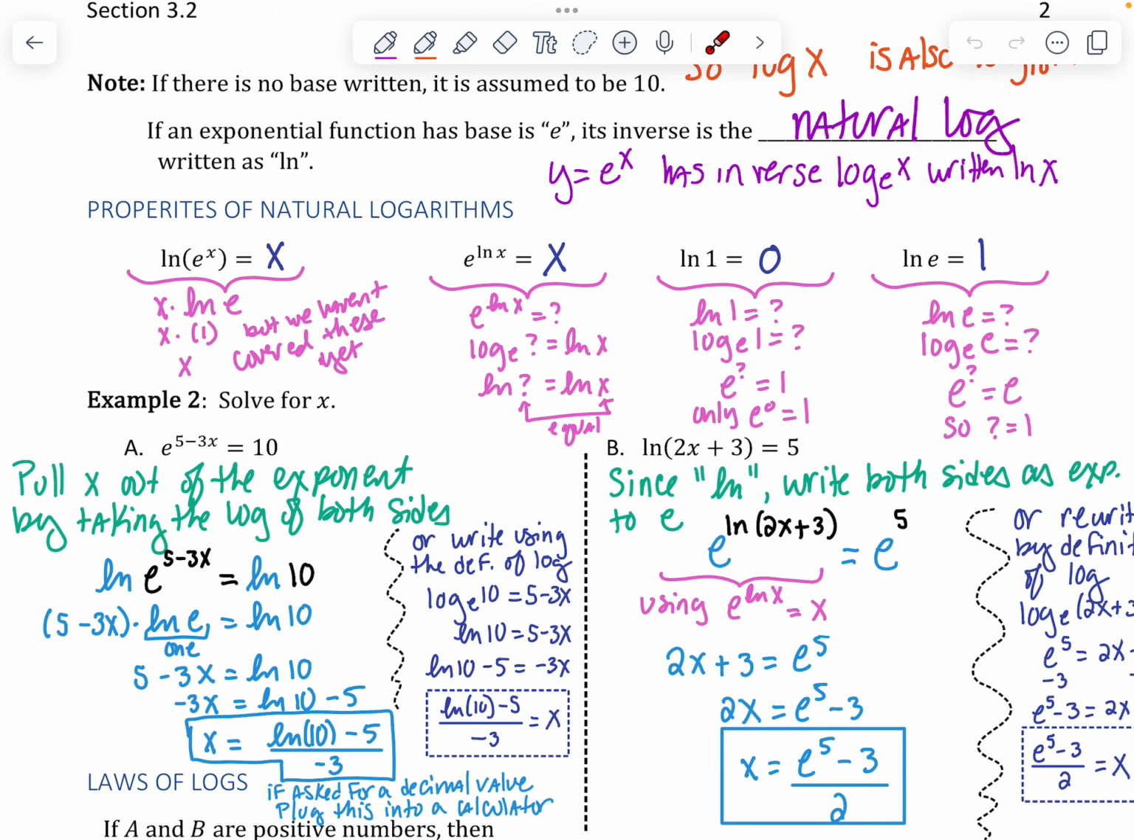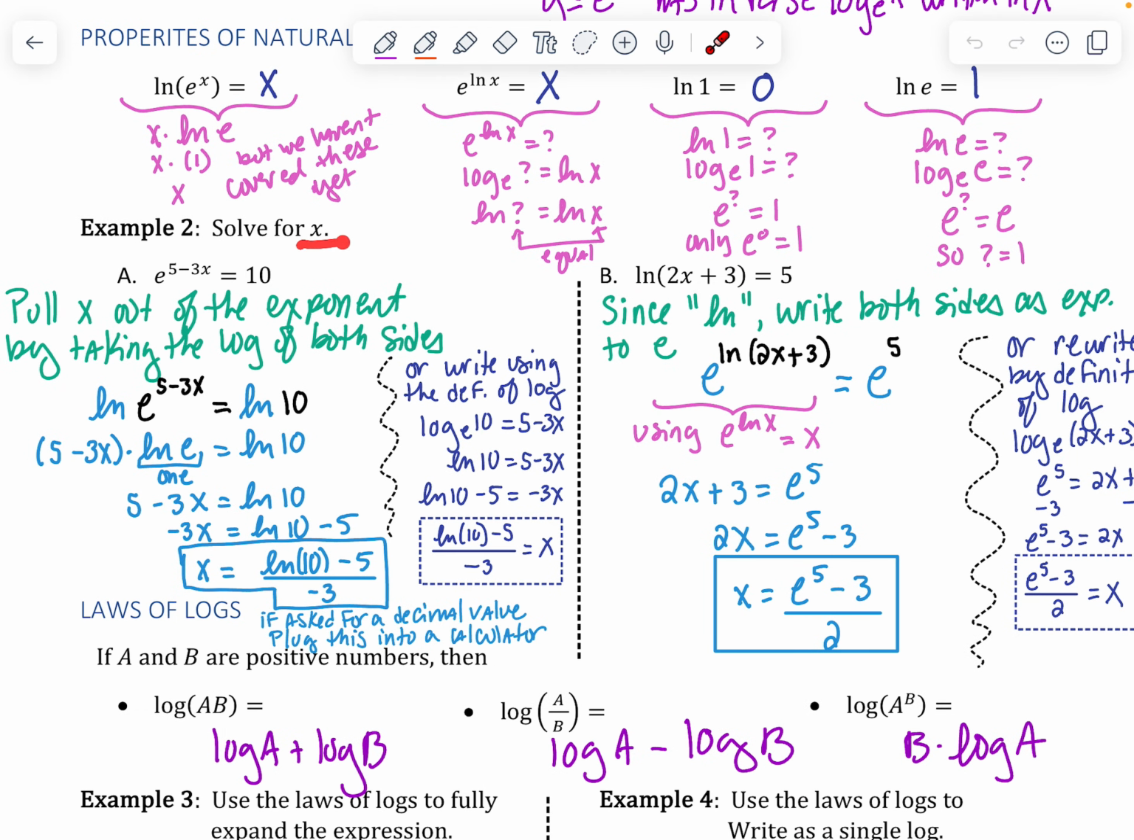So notice that if you just have an ln of e or an ln of 1, we're going to get a numeric value. But if you see ln with e to the x, whether it's as a log or an exponent, we're always going to just get x.